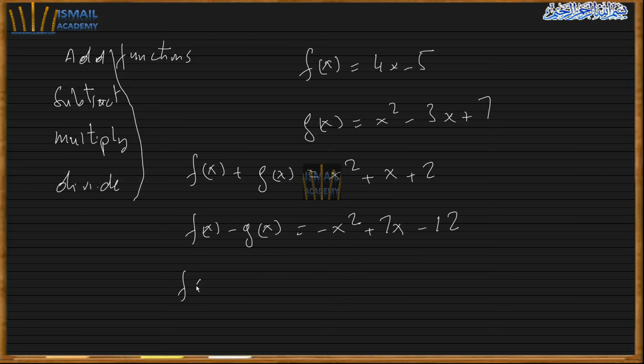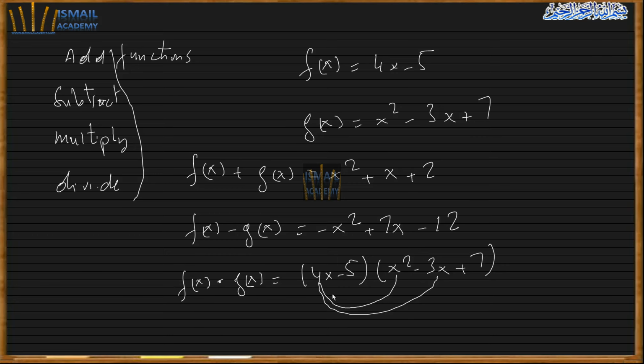If I want to multiply f(x) times g(x), what I do is multiply 4x minus 5 times x squared minus 3x plus 7. Each term of the first expression I distribute to all the terms of the second one, and the same thing with the second term of the first expression. I don't multiply x with x and the number with the number. No, each term of the first expression must be distributed to all the terms of the second one.